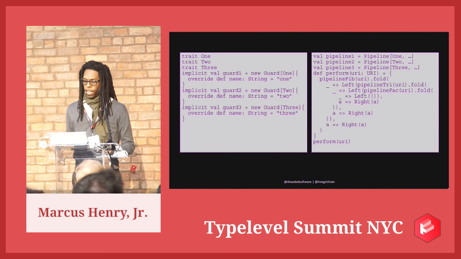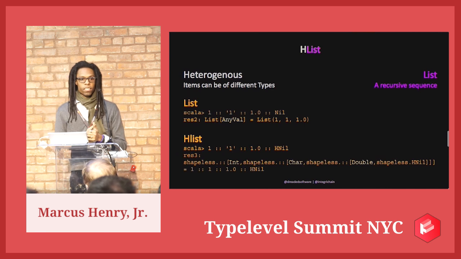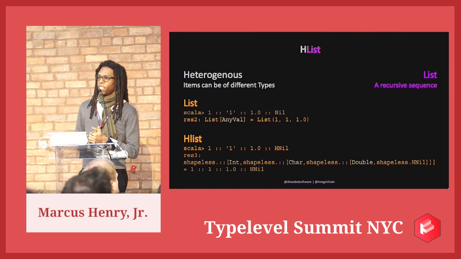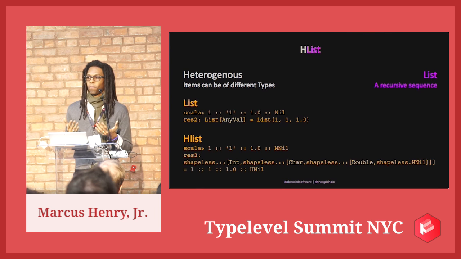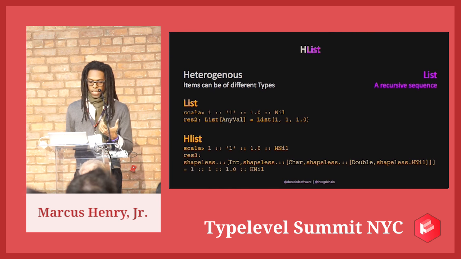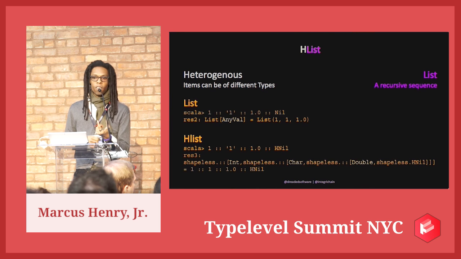The first thing we're going to look at is that shapeless has a type called hList. It's a heterogeneous list. This differs from regular lists in that regular lists do not hold type information. So if you have a list and you have an int, a char, and a double, you get a list of AnyVal. Whereas if you have an hList with an int, a char, and a double, you get an hList of int, char, double. So it retains type information. This is something that we can use to model our statically known list of pipelines.